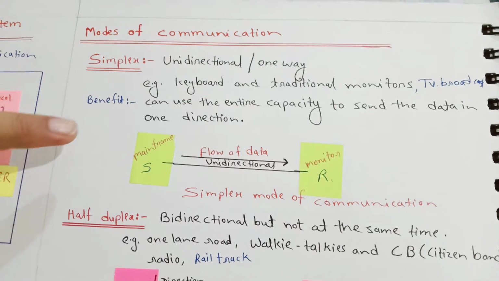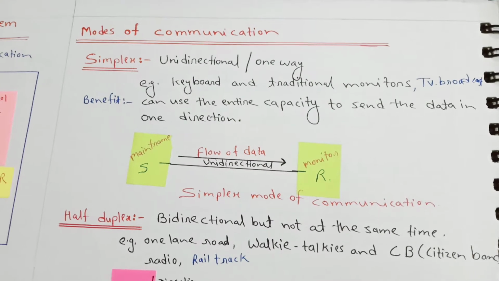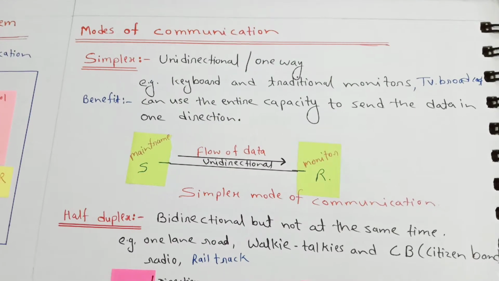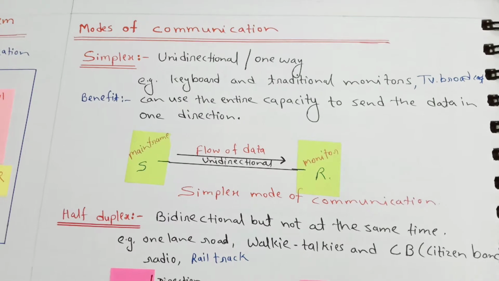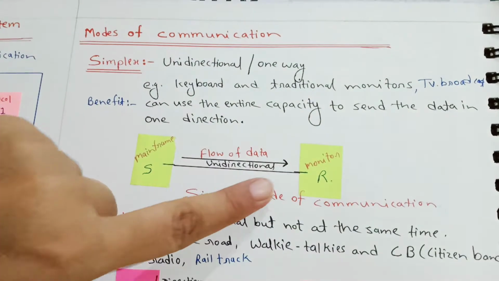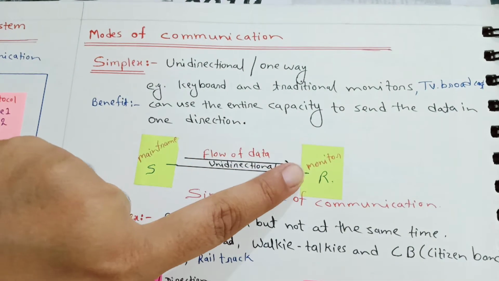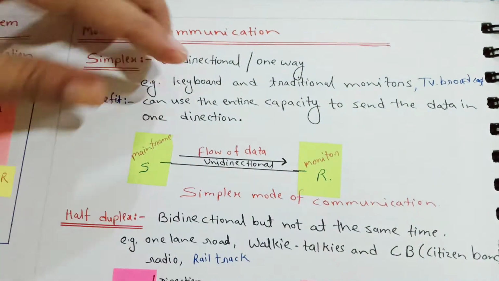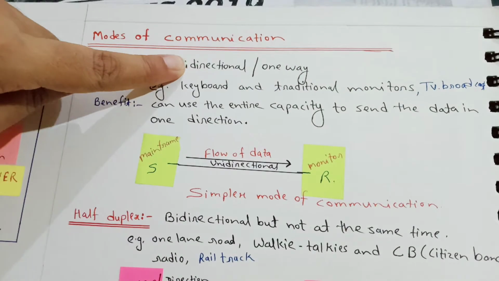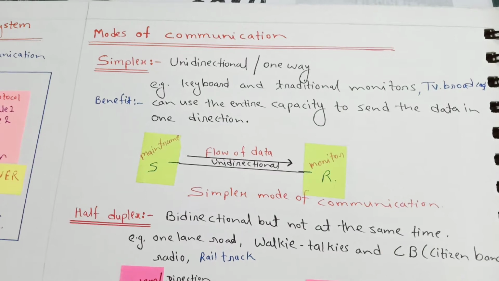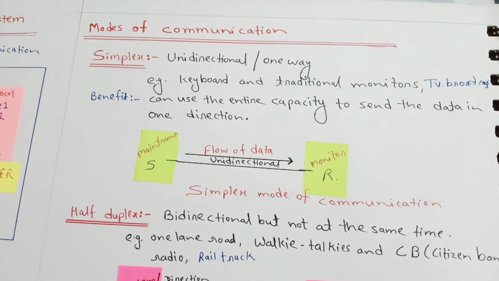Okay, now we can see that there is TV broadcasting. In this way we can only receive the data, we can't send or we can't interact. This is called simplex mode. Please remember this arrow, this is in one direction and flow of data is in this direction from sender to receiver. This is called unidirectional. Simplex mode, okay, it will be unidirectional, one way, and the entire capacity is used to send the data in one direction. This is called simplex mode of communication.